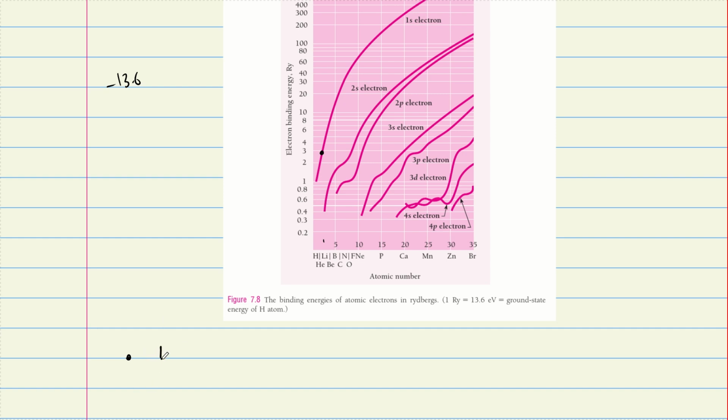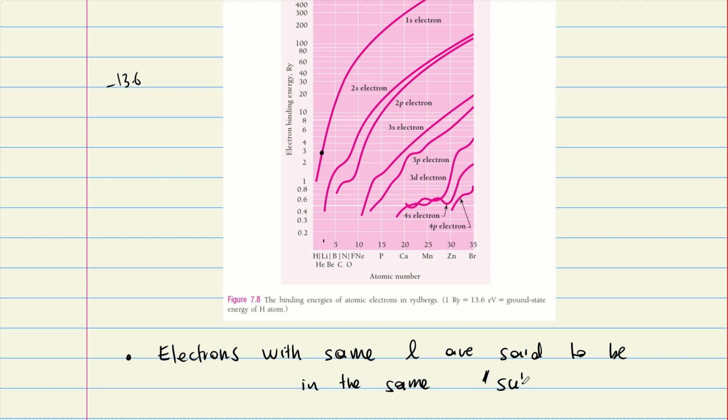So let me write that. Electrons with the same L are said to be in the same, here's the keyword, subshell. And electrons in the same subshell have almost the same energy. Of course, there are higher order terms that we may consider in a little bit, but at the moment they are identical.